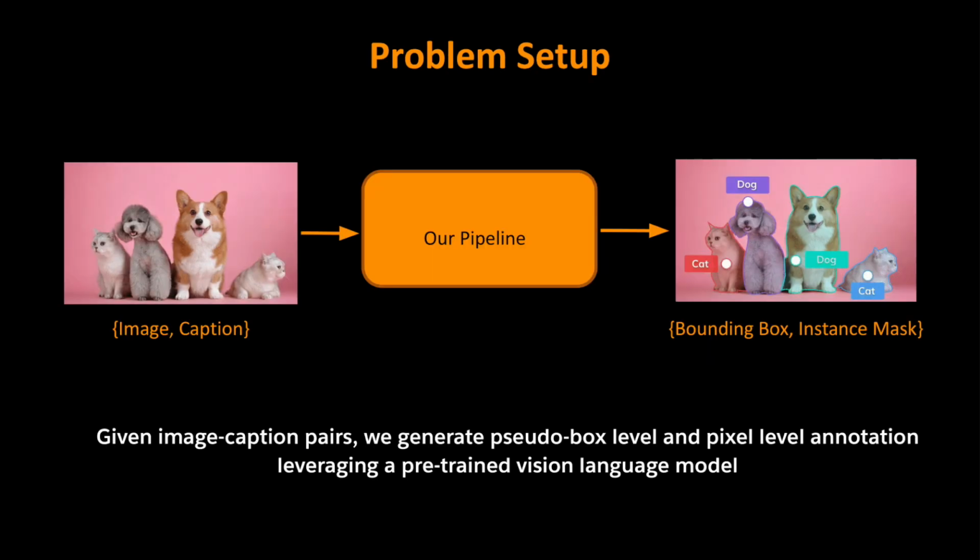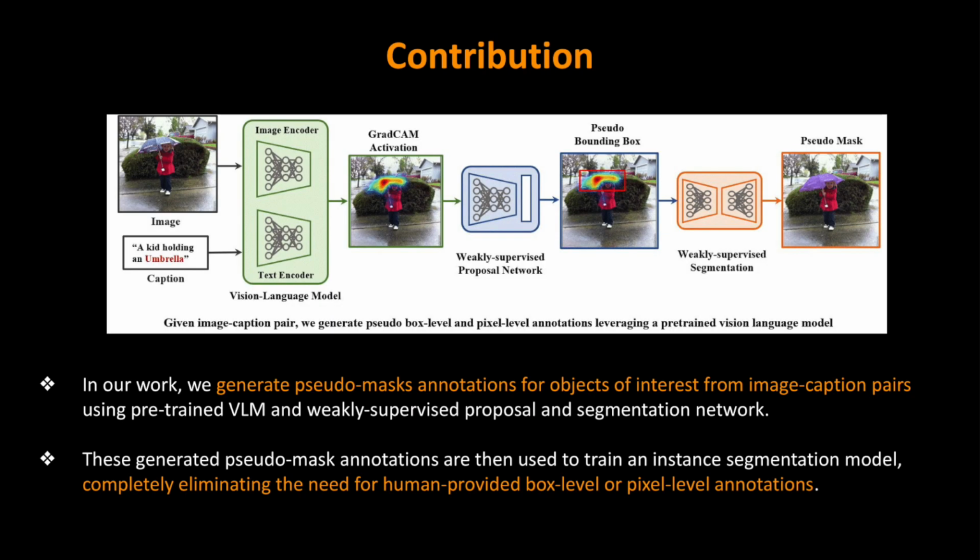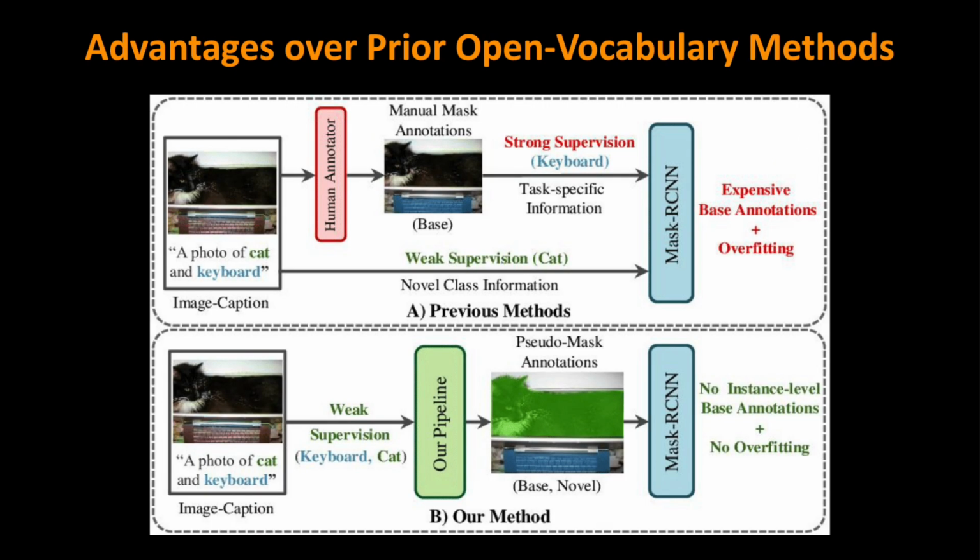Therefore, in our work, we propose a method that leverages image caption pairs to generate pseudo-box level and pixel level annotations. By utilizing a pre-trained vision language model, we can generate pseudo-mask annotations for both known and unknown classes. Thus, we make the following contributions. Firstly, we leverage image caption pairs in a pre-trained vision and language model, VLM, to generate pseudo-mask annotations for objects of interest. Secondly, we utilize these pseudo-mask annotations to train an instance segmentation model, eliminating the requirement for human-provided box-level or pixel-level annotations. This approach significantly reduces the need for labor-intensive manual annotation, making our method free from human-provided annotations.